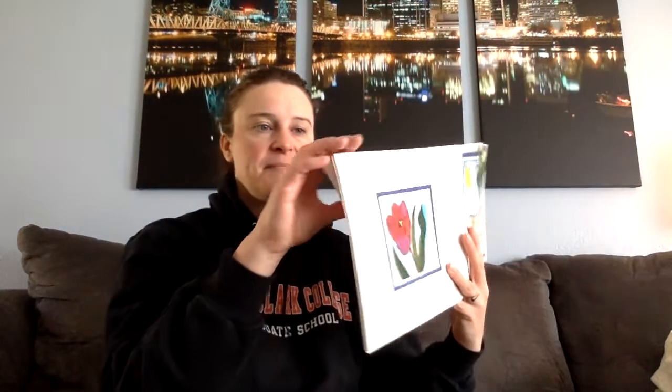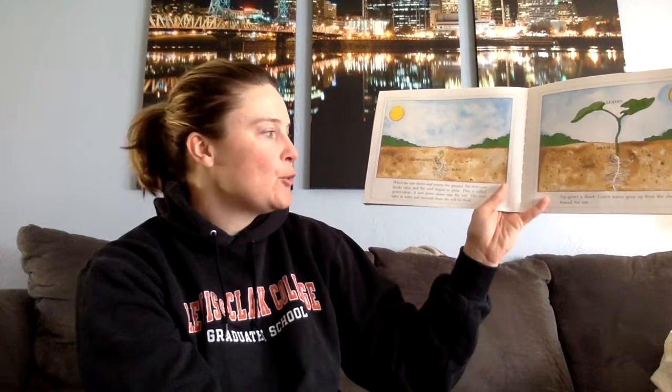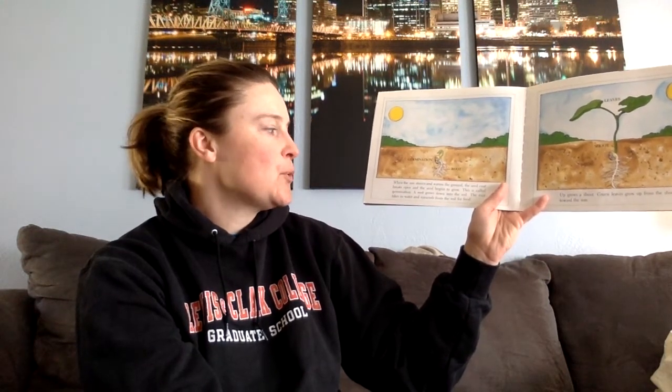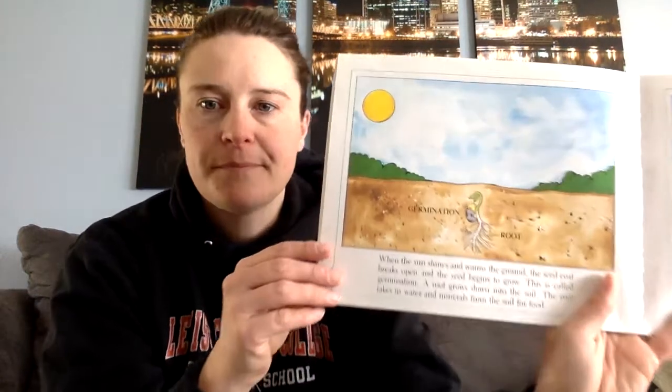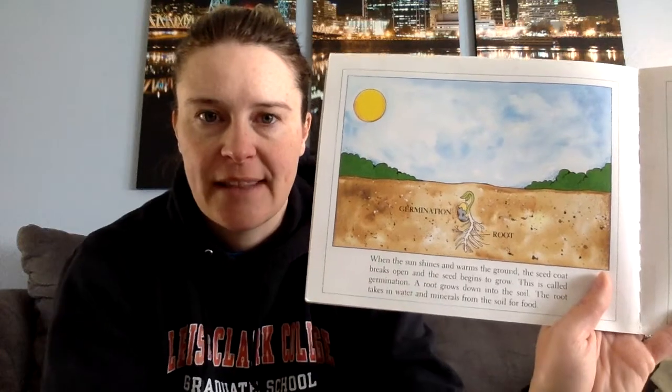A seed will not sprout until certain things happen. First, it must be on or in the soil. Then it needs rain to soak the seed and soften its seed coat. When the sun shines and warms the ground, the seed coat breaks open and the seed begins to grow. This is called germination. A root grows down into the soil. The root takes in water and minerals from the soil for food. So, germination, and then you can see the roots.